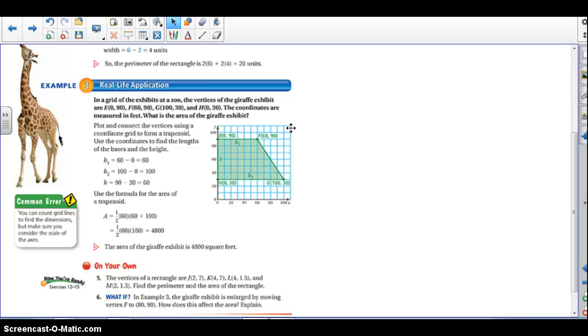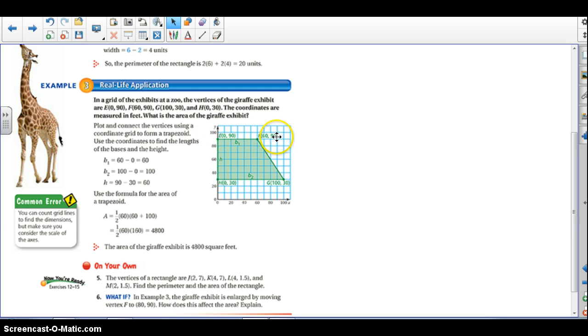Now we're taking everything we learned in this chapter and putting it together. It says plot and connect the vertices using a coordinate grid to form a trapezoid. So you plot your points, connect them, and then you look at the shape you have. You have a trapezoid. So you're going to use the coordinates to find the lengths of the bases and the height.